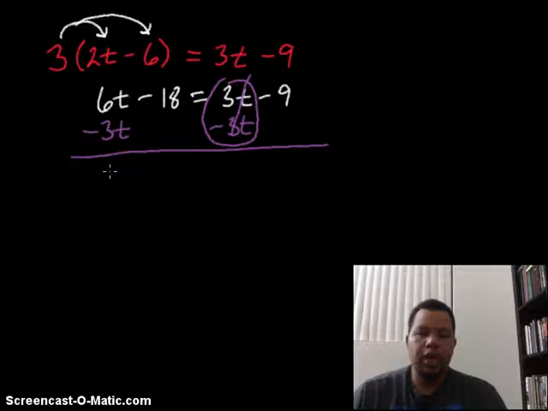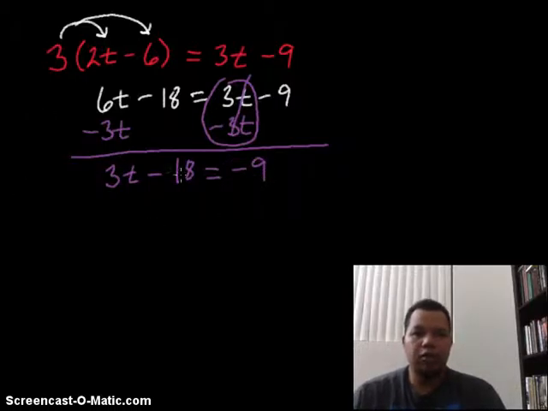So as a result, I end up with 3t on the left minus 18. Bring down the equal sign. Over here, what's left is a minus 9. Since it was a subtraction, it's like a negative 9. So minus 9. So there I go right there. So now I have this equation. It's gotten a little smaller, but I still have not isolated my t. I want to continue to do so.